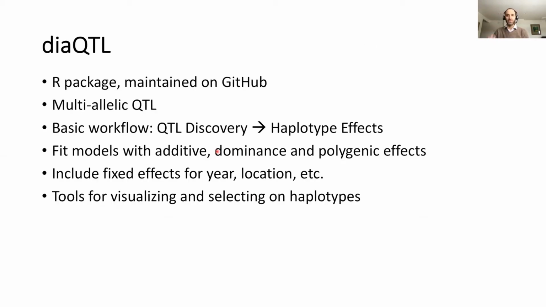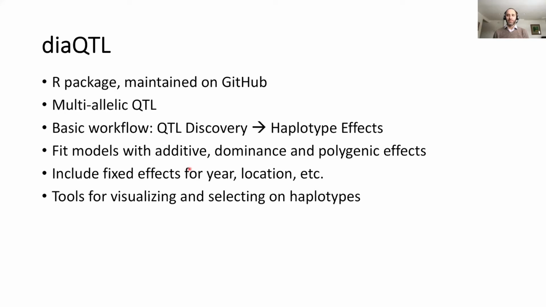The package is maintained on GitHub. It is fundamentally working with a multi-allelic QTL model, so it's general by design, and that can be both a strength and a weakness, as we'll talk about in a minute. The basic workflow is similar to what you've seen already. We go through a process of trying to discover the QTL and then follow up to estimate the effects of the different haplotypes.